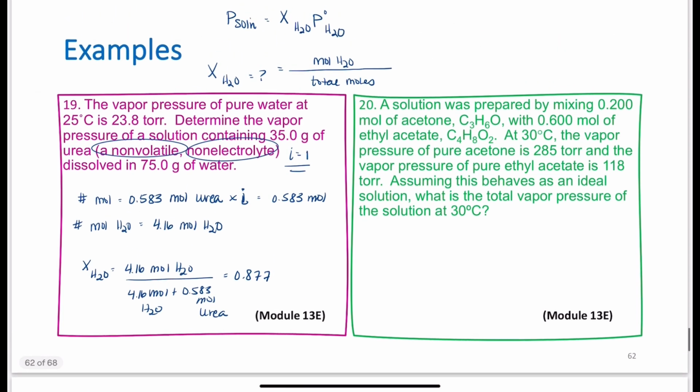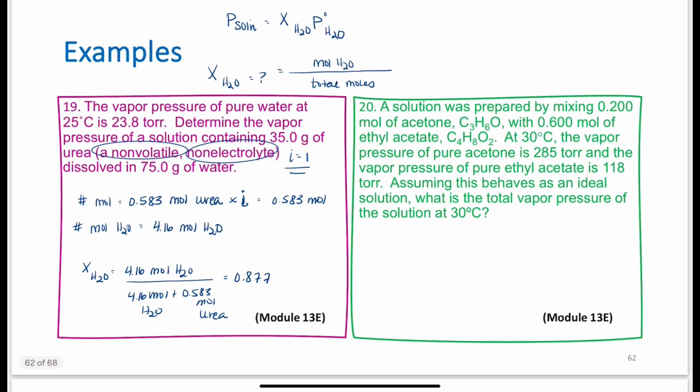Now I can plug that into the equation for the pressure of the solution. So my pressure of my solution is 0.877 times the pure vapor pressure, which is 23.8. Don't forget your units there. And I get an answer of 20.94 torr.